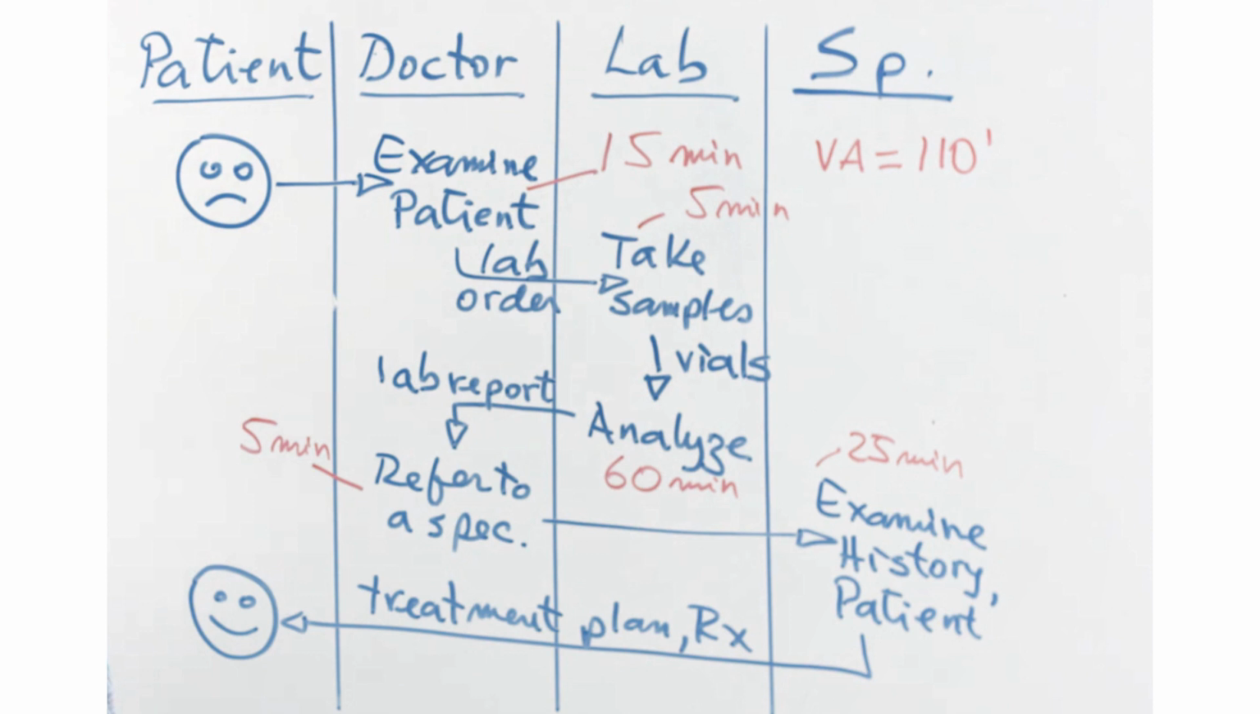How long does it take to draw blood from the arm and fill a couple of vials? No more than 5 minutes. Let's say the analysis in our example takes 60 minutes to complete. The doctor takes no more than 5 minutes to read the lab results and refers to a specialist. How long does the specialist take to read our story, examine us, and make sense of our condition? No more than 25 minutes. All these tasks add up to 110 minutes of care received by us, the patient. All these tasks are desirable and necessary, so we will call them value added.